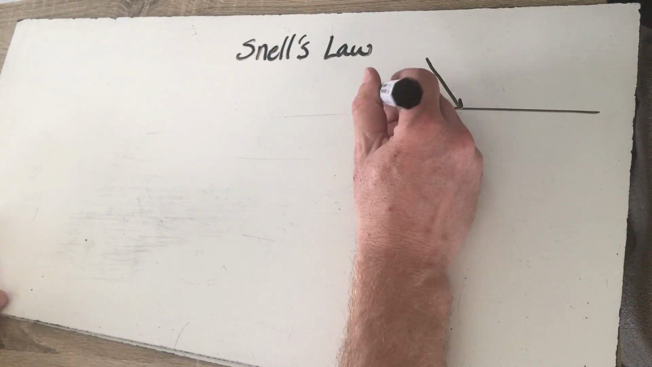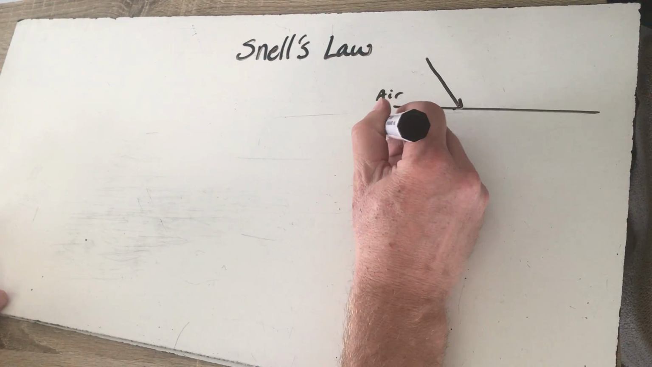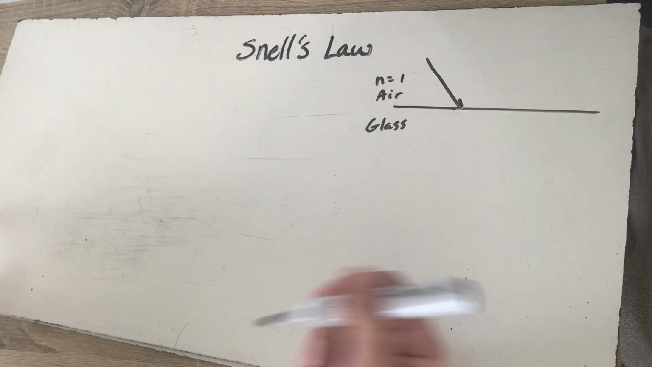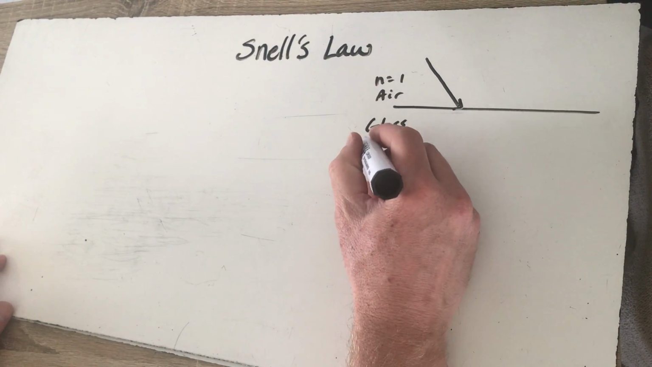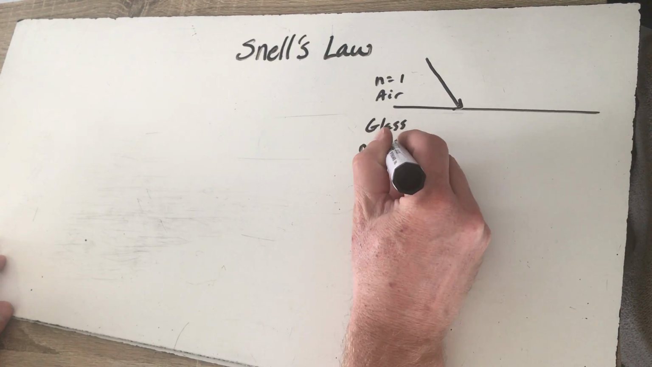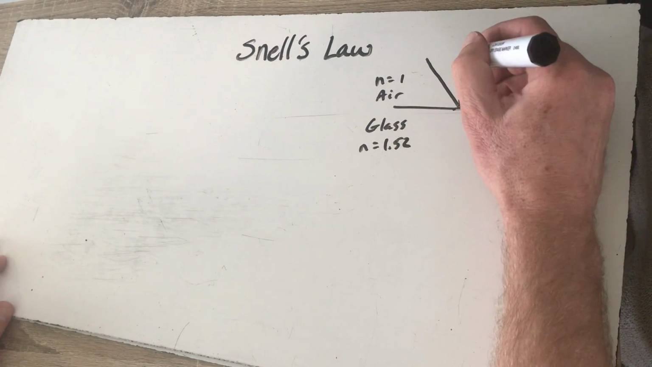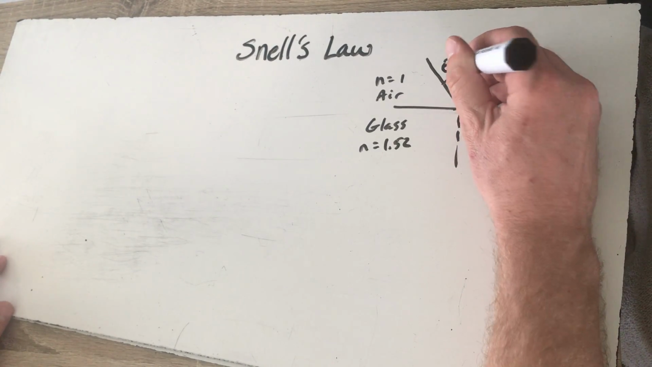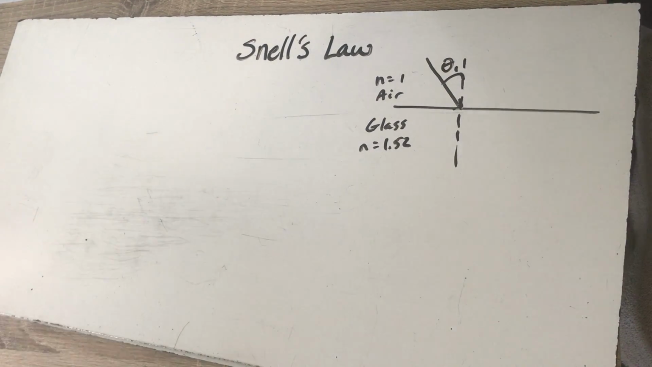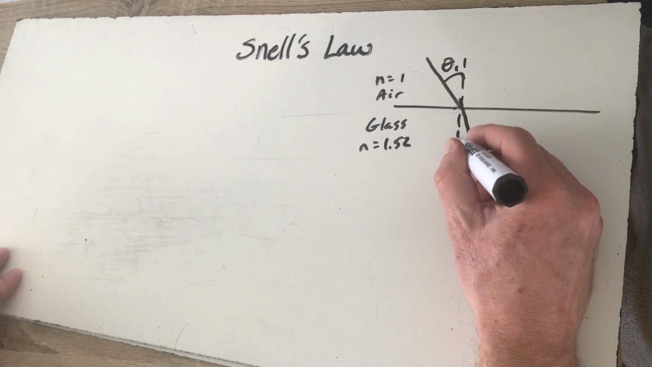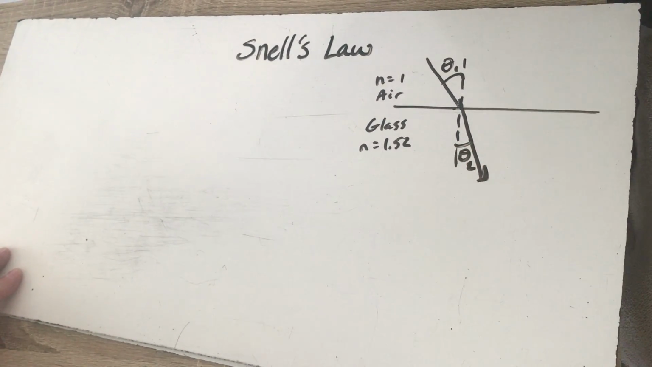air to glass, air has an index of refraction of 1. Okay, basically just like a vacuum. Glass has an index of refraction of 1.52. It substantially slows it down. Well, what's going to happen is this angle, okay, we'll call that theta 1, is going to get squished down. It's going to get pulled towards the normal like this, and we can actually figure out what that is.